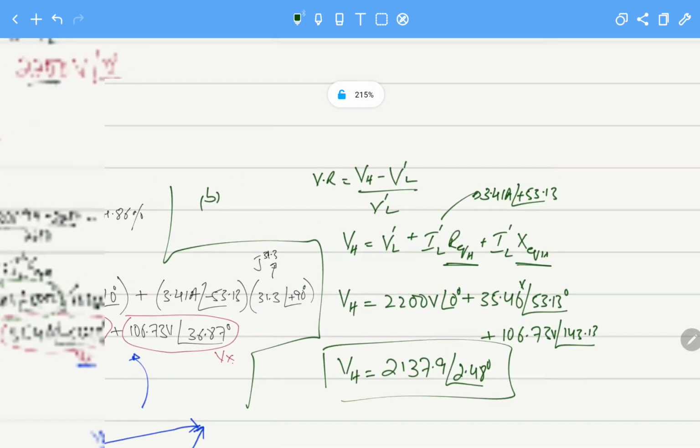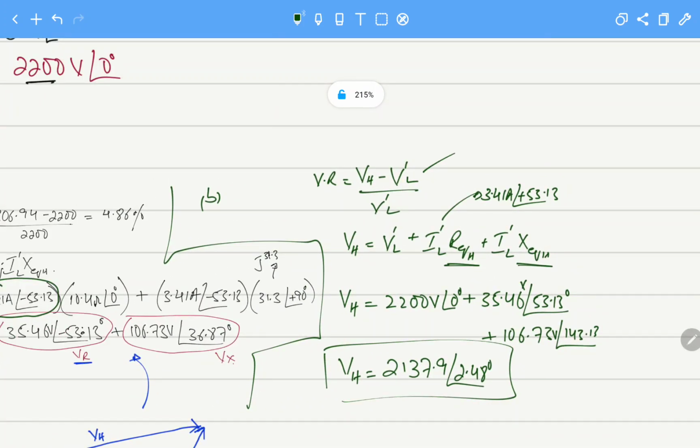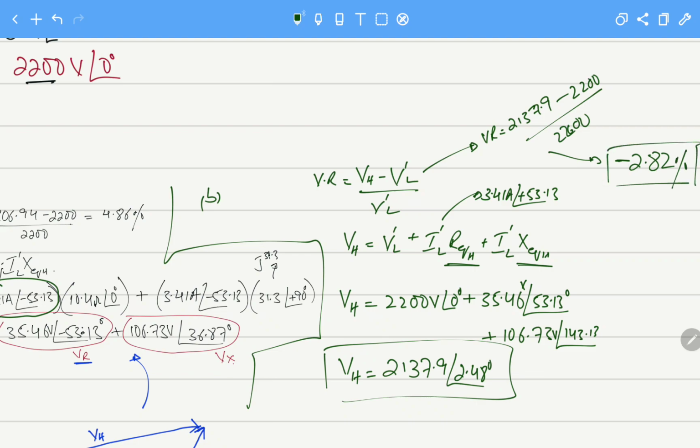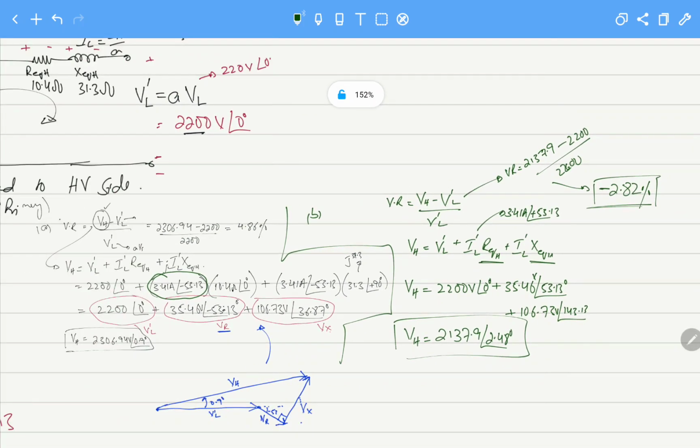So if you want to calculate this voltage regulation, this will become minus 2200, and the value of this is minus 2.82%. So the voltage regulation for this leading load is minus 2.82%.